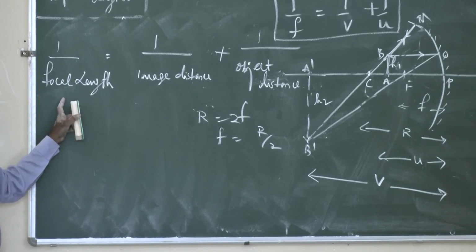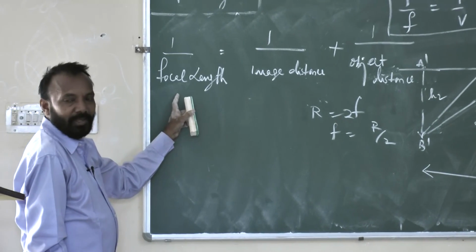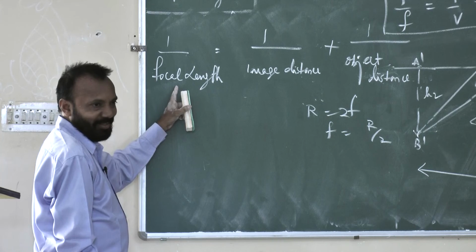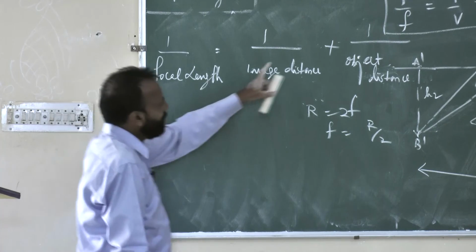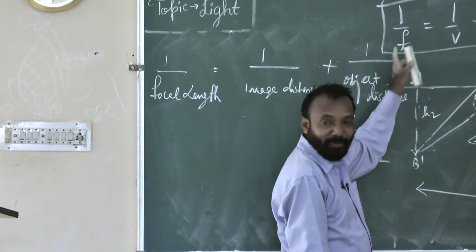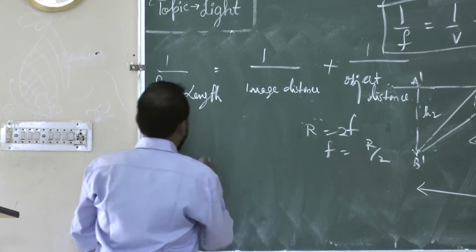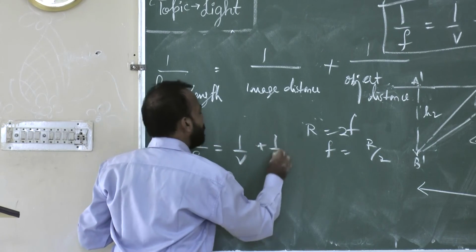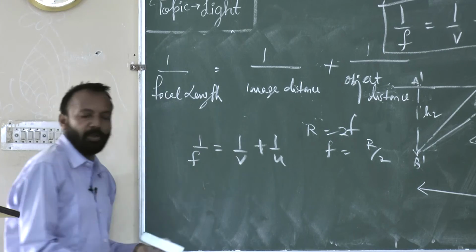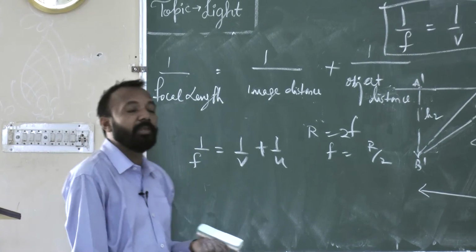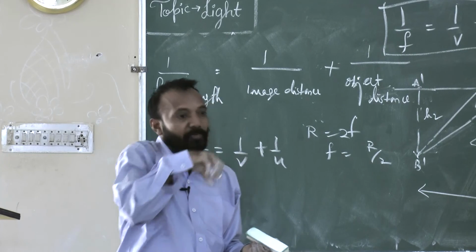1 by focal length. Yes or no? I want to write here R, the radius of curvature. Then what will be the equation, what will be the formula? 1 by F is equal to 1 by V plus 1 by U. Keep in mind this formula is fixed in all cases in the case of a mirror. This is the mirror formula.